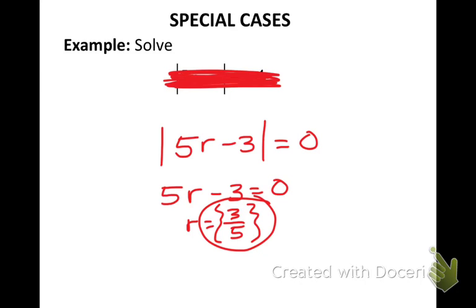Okay, so 2 cases. Negative should be our favorite because it's just no solution. If it's equal to 0, then you don't have both positive and negative. You just have the one case of it equaling 0. Okay? Questions with any of that? All right, that is all I have.